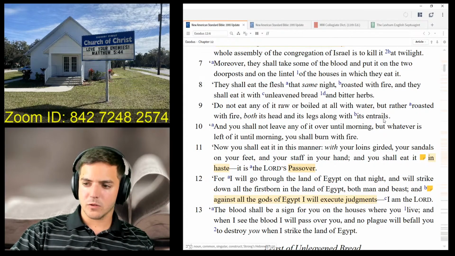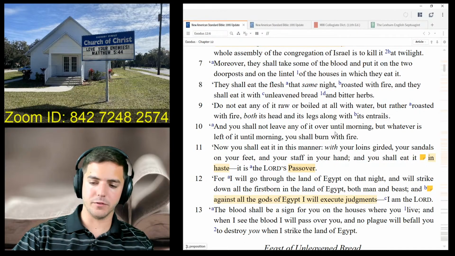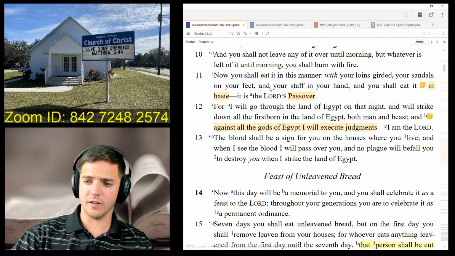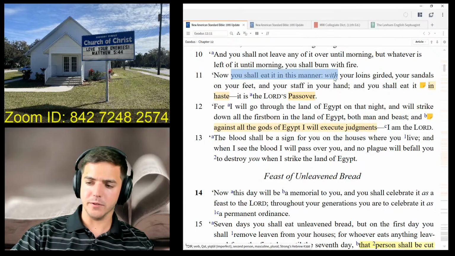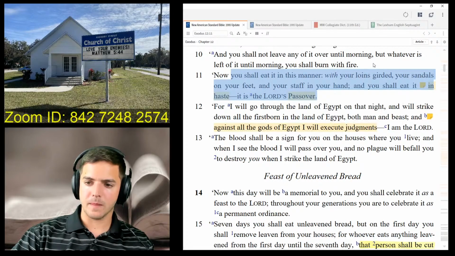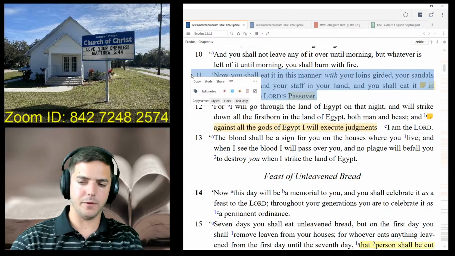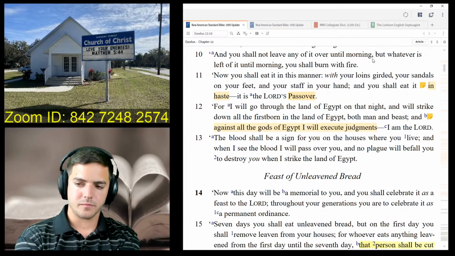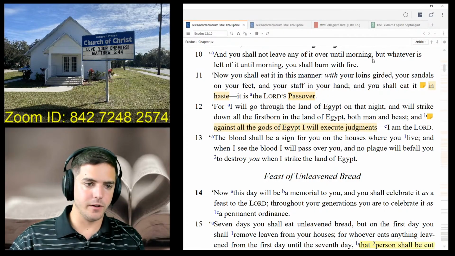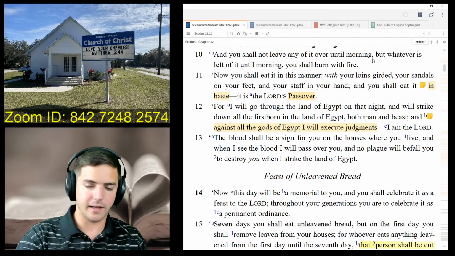Let's see. Okay, let's look at Exodus chapter 12, verse 11 here. He says, "Now you shall eat it in this manner, with your loins girded, your sandals on your feet, your staff in your hand, and you shall eat it in haste. It is the Lord's Passover." Let me give you this parallel here. Maybe this will help explain a passage for you. They're to eat with their loins girded. They got to be ready to go. They're eating standing up, right? They got to be ready to head out, okay?